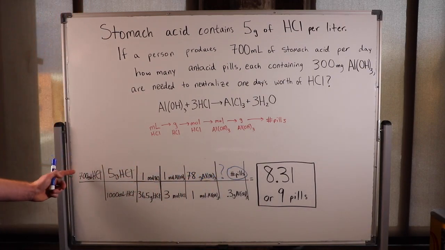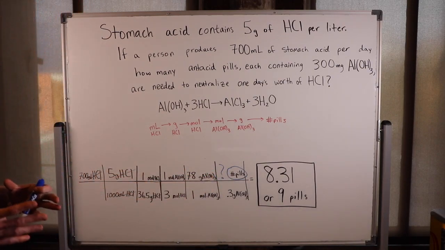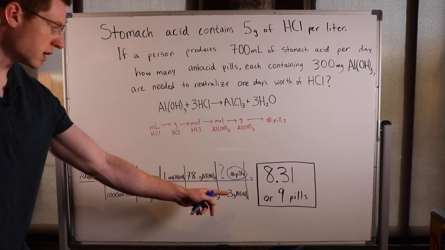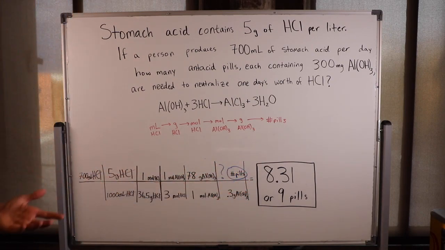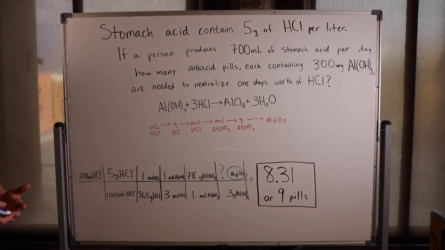So when you multiply out all of your numerators, you'll get a number. Multiply out all of your denominators, you'll get a number. Divide the top by the bottom, and you should get 8.31 pills. But you know, you can't really take 8.31 pills unless you've got a really fancy pill cutter.